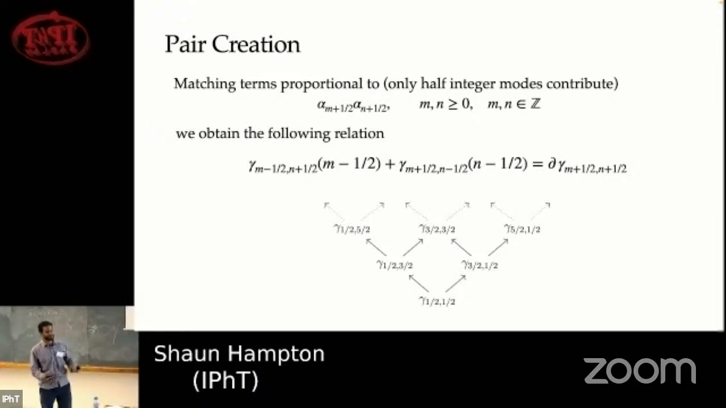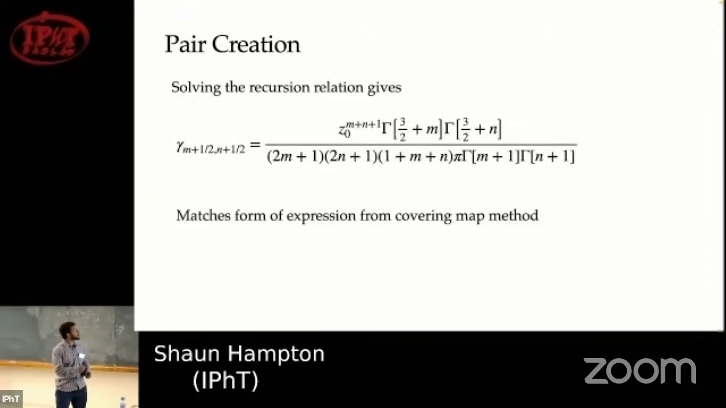And so you can sort of fill out this space, and you can find a nice recursion relation that gives you the full expression. And so if you solve this, you get this expression here, and this actually matches the form of the expression that's given from the covering space method.